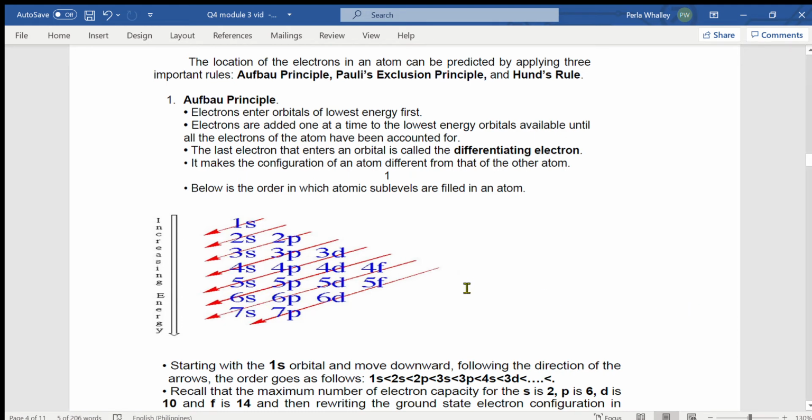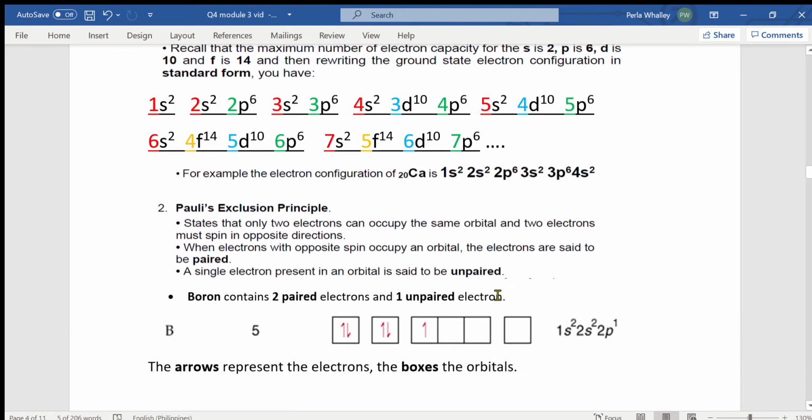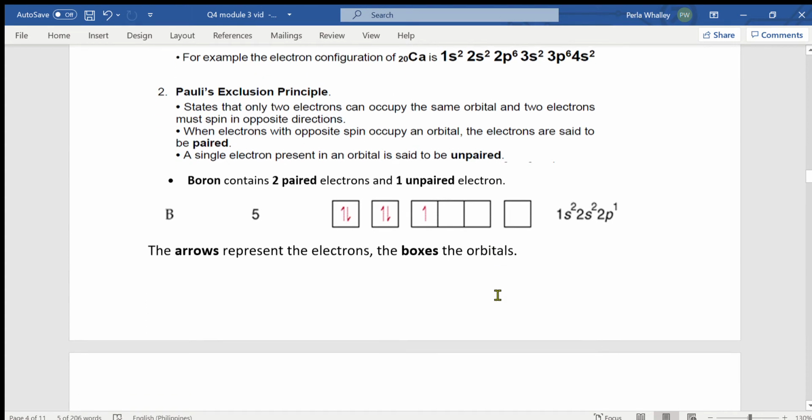Below is the order in which atomic orbital levels are filled in an atom. We call this the mnemonic, which was already discussed in the previous video, Quantum Mechanical Description of Electrons Part 2. So we will continue to Pauli's exclusion principle.